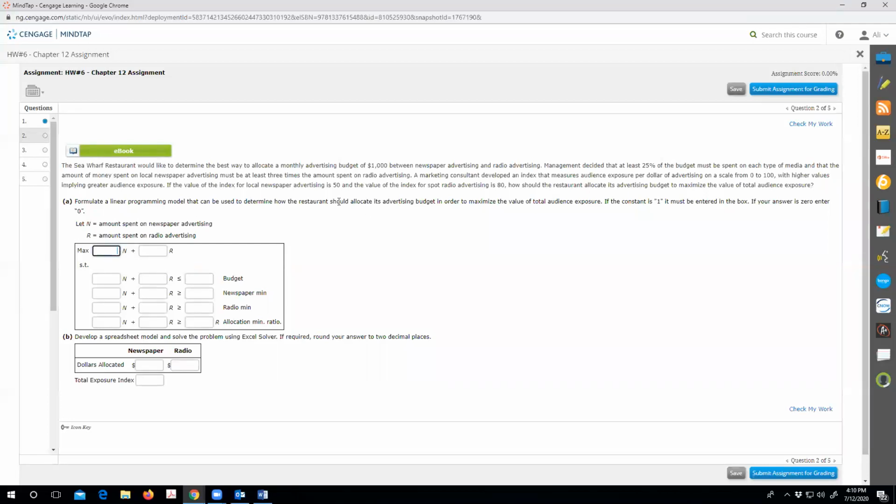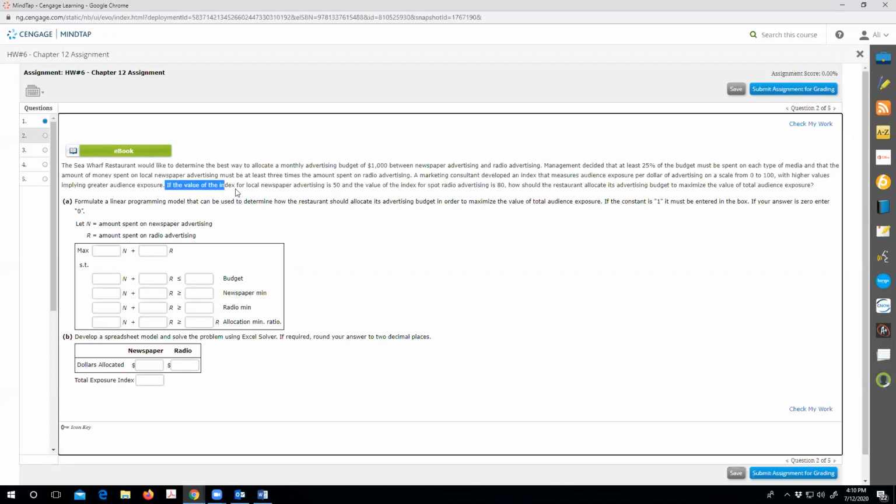we can easily understand that the max of the total exposure index. So we have to find, if the value of the index for local newspaper advertising is 50 and the value for radio advertising is 80, how should the restaurant allocate its advertising budget to maximize the value of total audience exposure? So it's a maximization problem.